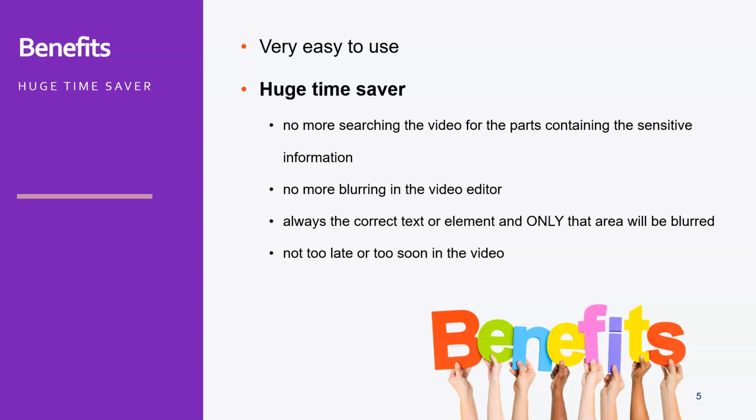And then you would have to really be careful of what you're actually blurring. So one of the biggest benefits of BlurPage is that you have always the correct text or element blurred, and only that area and not other areas, and not too long or too short. If it's too late in the video, still your sensitive information will be shown, and if it's too soon, you will blur out items or pieces of your video that should not be blurred. And it's a very cheap extension, as you can see when you go to the product page.